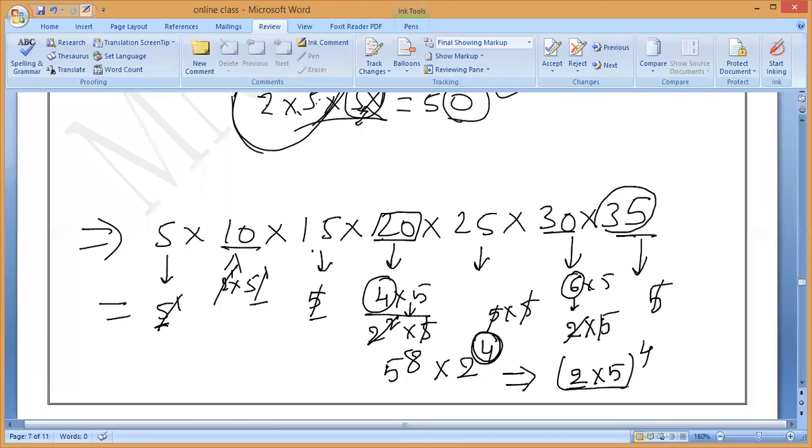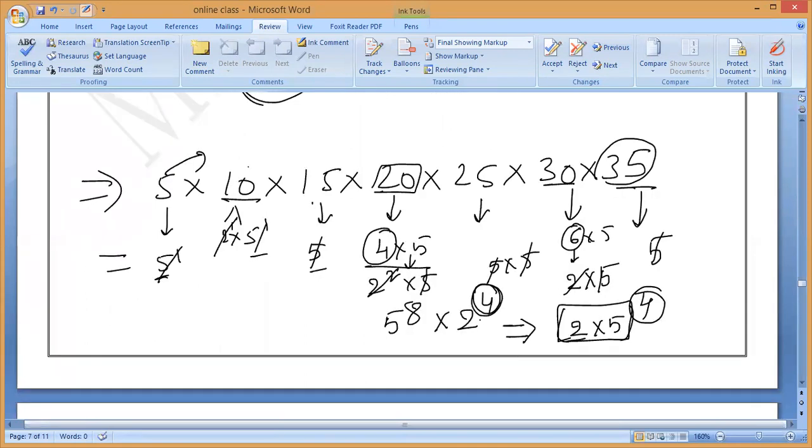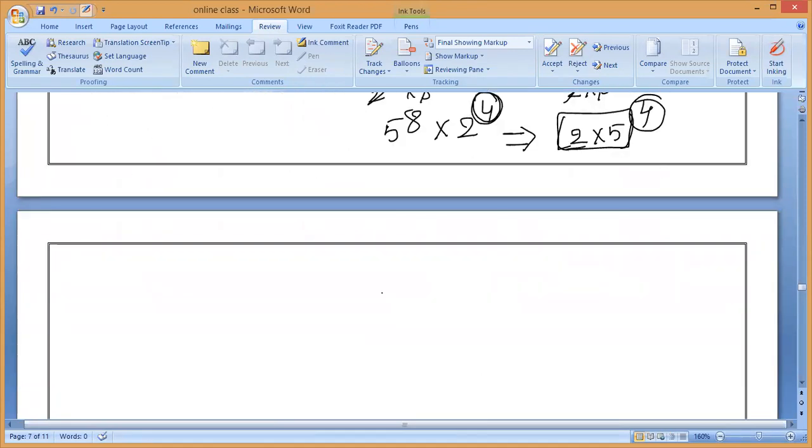So how many zeros? Total 4 zeros. Here 5s are more. How many 5s are there? 8 5s. 5 into 5 into 5 into 5 into 5 into 5 into 5 into 5, 8. Correct or not? Yes, sir.